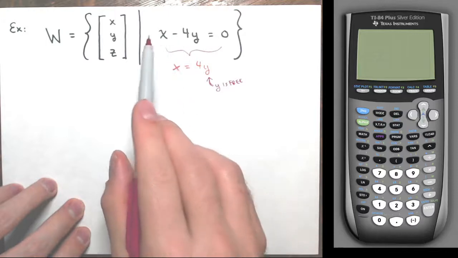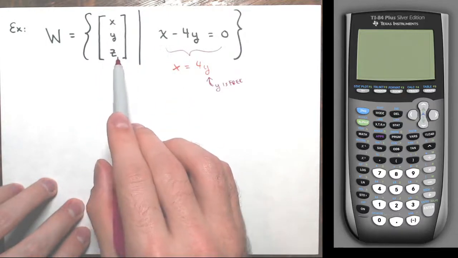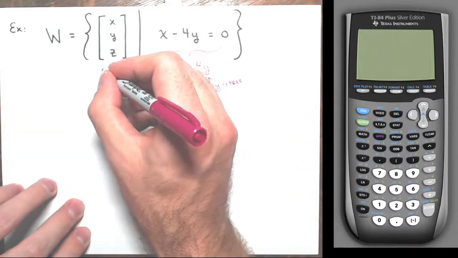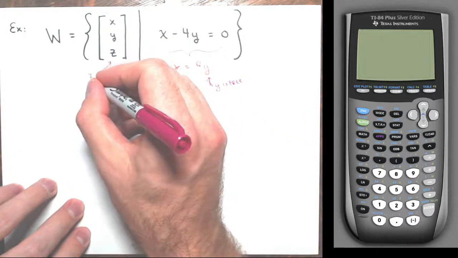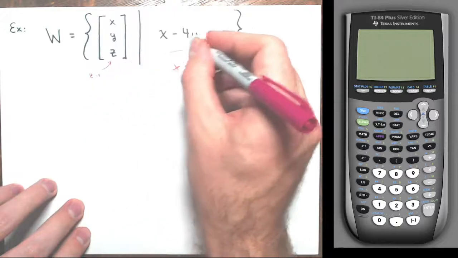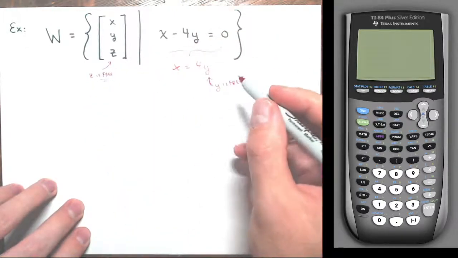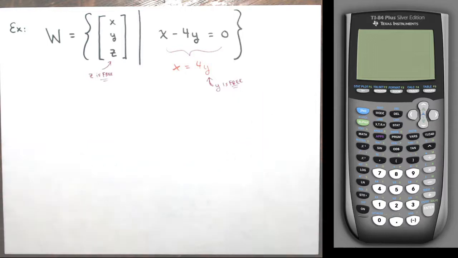Now look, there are 3 variables though. In this equation, I can let Y be anything. In this vector, I can let Z be anything. Right? Z isn't even mentioned in the equation, so Z could be anything as well. Z is also free. So Y is free, and then Z is free, because again, these are 2 letters I can replace with any numbers I want.